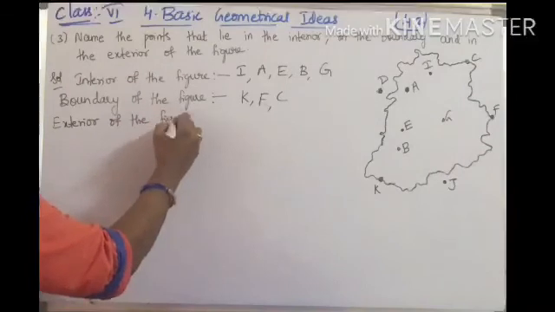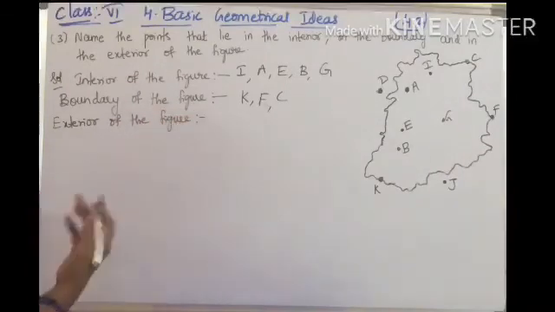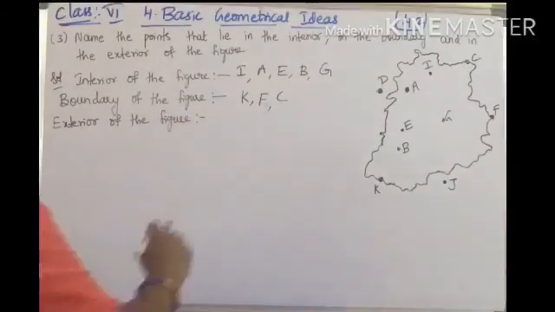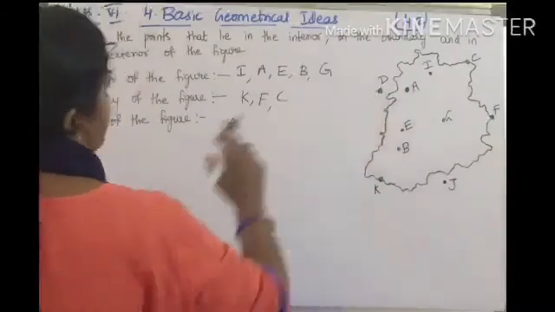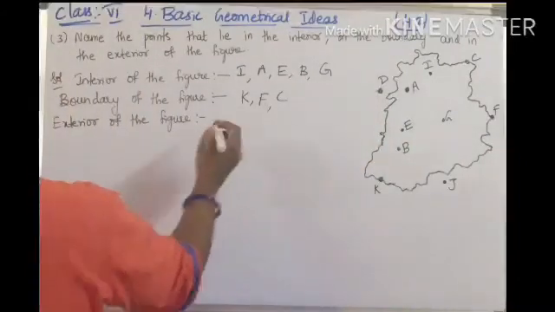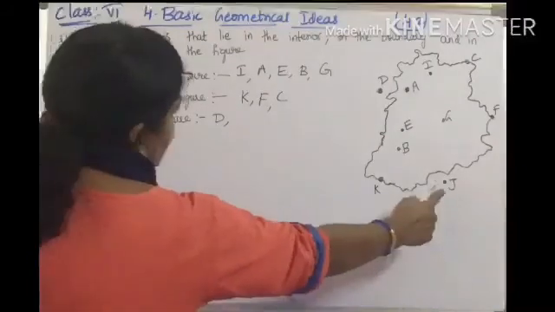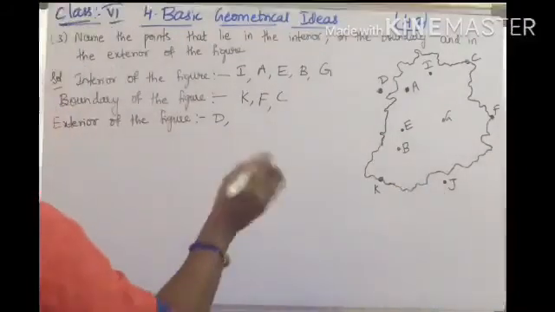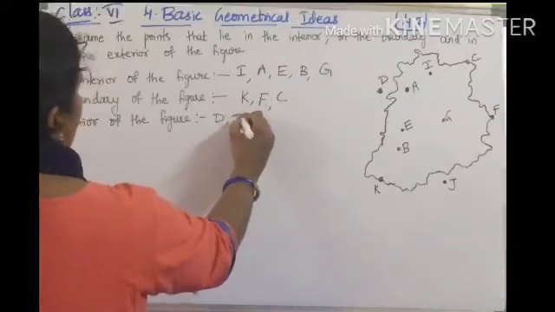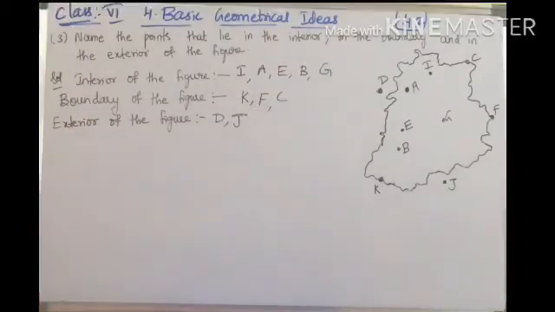Next, exterior. Exterior of the figure means the points which are outside of the figure. Here the point D is outside of the figure, so D comes here. And one more point, J, is also outside of the figure. So there are 2 points which are outside of the figure. They are D and J.